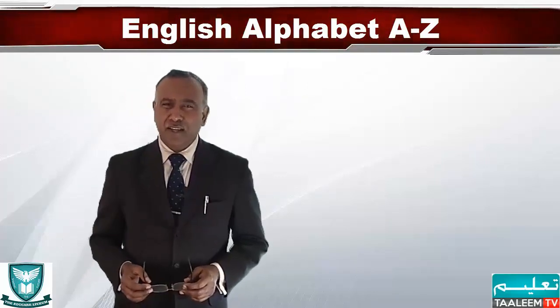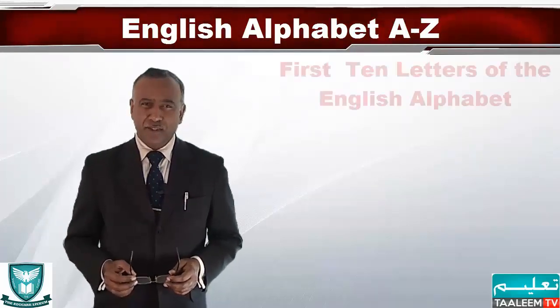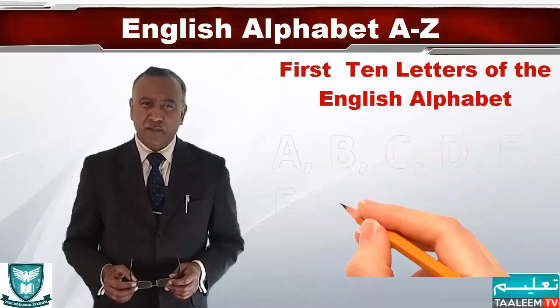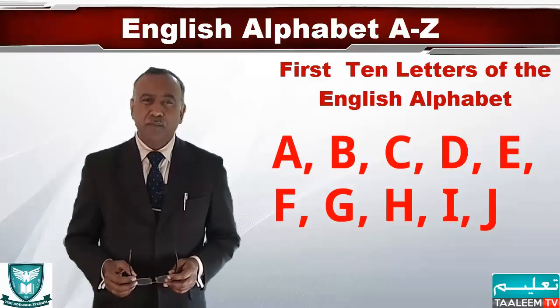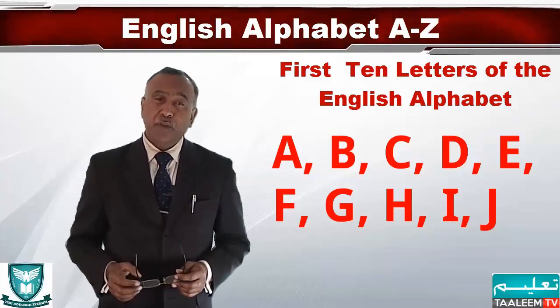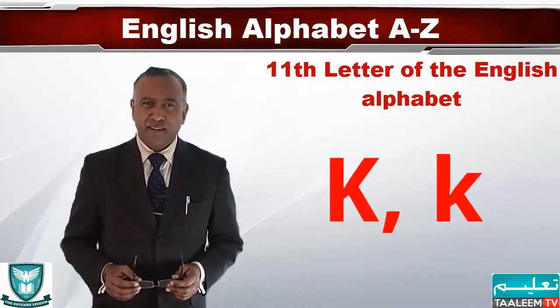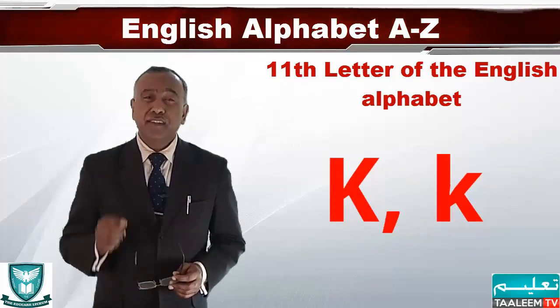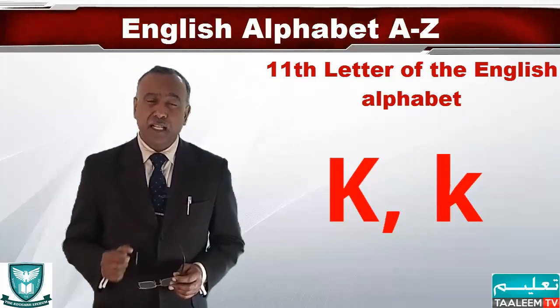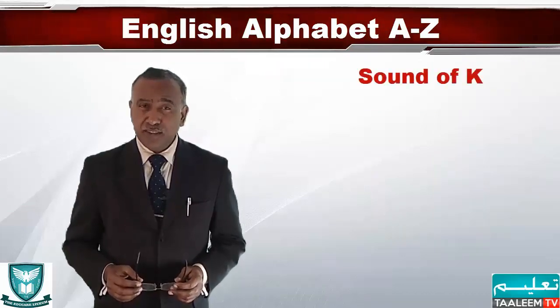Yes, last time we have learned the first 10 letters from the English alphabet, starting from A to J. Now we learn the next letter, that is K, and it's the 11th letter of the English alphabet. Its sound is K. What? K.